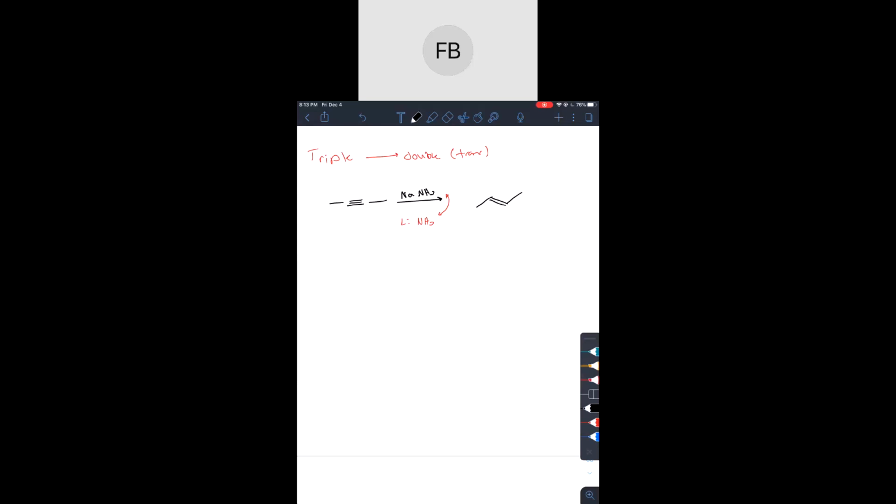So we talked about Lindlar, dissolving metals, whatever. Now what else is there? Okay, so now we're going to talk about other ways to go from triple to double, right? And those include Markovnikov and anti-Markovnikov.